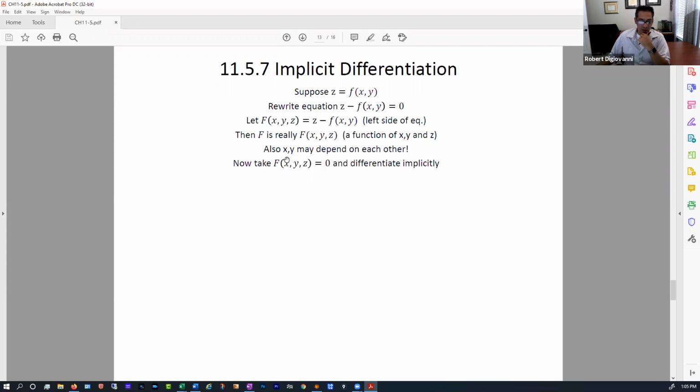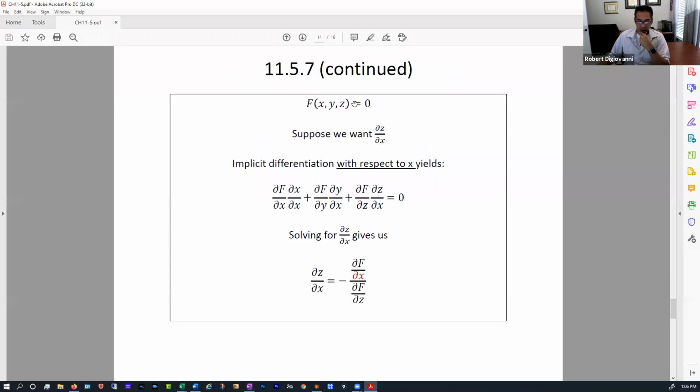Now we have to be clear that x and y may depend on one another. Actually, z depends on x and y, but x and y themselves might depend on one another. So we need to differentiate using implicit differentiation, and here's how it works. There's actually a formula. This is what's nice about implicit differentiation: there's a nice formula for it. We don't actually have to go through all of the work for each problem. We can do the mechanical work of implicit differentiation, but at the end of the day, they're all going to turn out to have this final form.